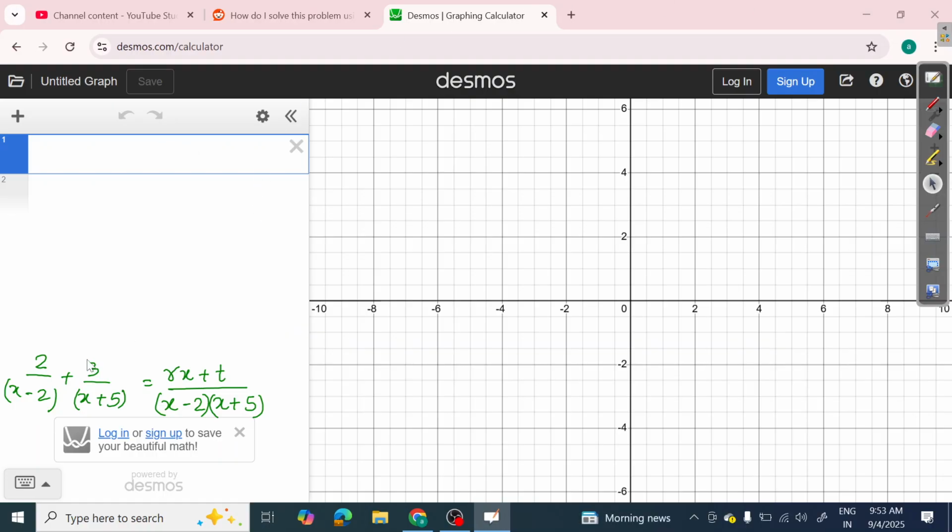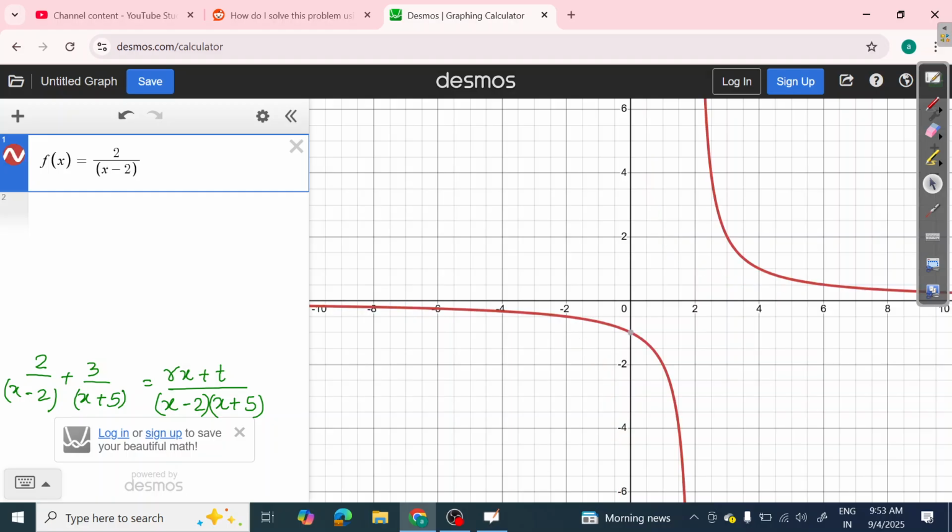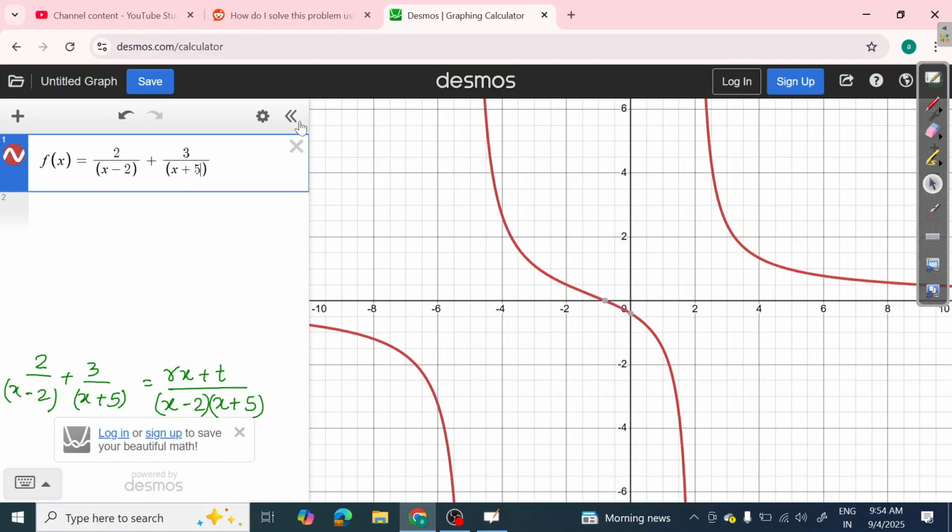So I have written this equation here. I'll make two different functions. First I'll write f of x equals 2 divided by x minus 2, then plus. You have to be a little fast in typing, then only you can save your time. I got a graph. Now in the next line, I'll write the right hand side as a different function, let's say g of x.